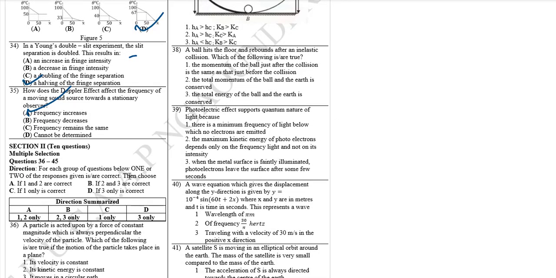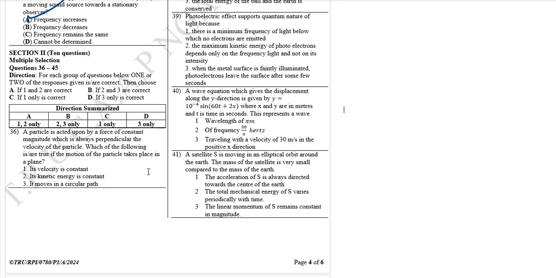Section 2, 10 questions, multiple selections. So we have questions 36 to 45. Direction for each group of questions below: 1 or 2 of the responses given is or are correct. Then choose A if 1 and 2 are correct, B if 2 and 3 are correct, C if 1 only is correct, D if 3 only is correct. The directions are summarized on the table. In such questions, you have to know your basic concepts in physics so that you should not be led into error.